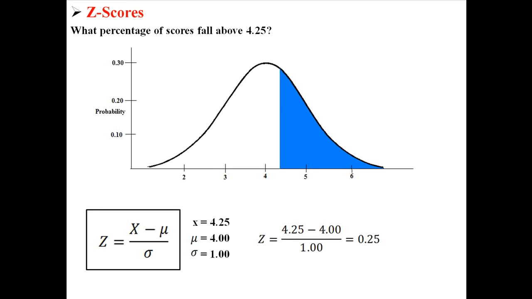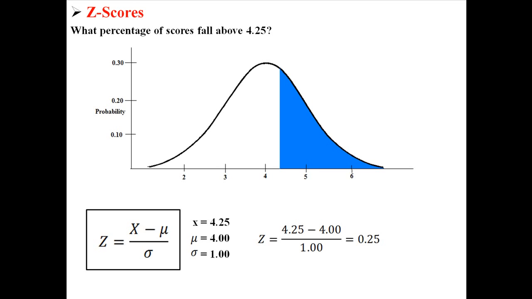Just 4.25 minus 4 divided by 1. And we end up with the z-score of 0.25. What that means is that the score, 4.25, is about 0.25 standard deviations above the mean. So now that we know that the z-score for 4.25 is 0.25, what are we going to do with it?